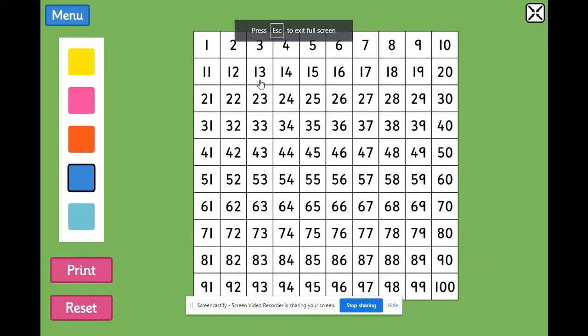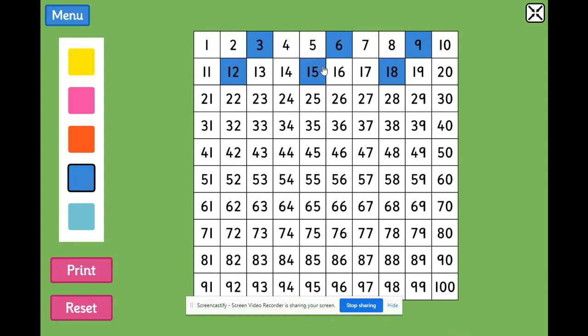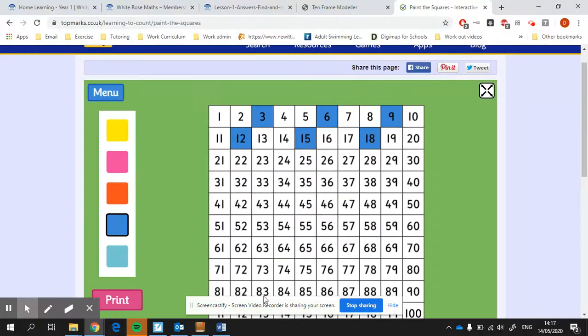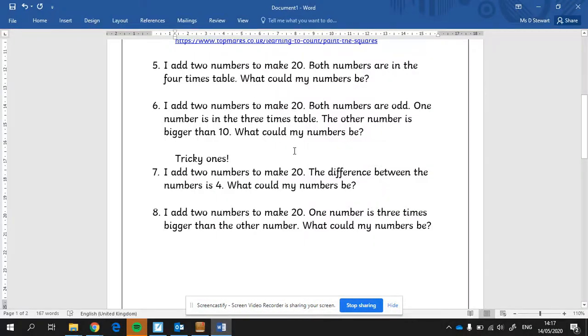Let's clear this. So 3, 6, 9, 12. If you don't know your 3s, count up in 3 each time. 1, 2, 3. Add another 3. 1, 2, 3 to get to 6. And you get this kind of stripy diagonal pattern if we're counting up in 3s. 3, 6, 9, 12, 15, 18. So I think we might need to have a think about those clues again. So it told us both numbers are odd.